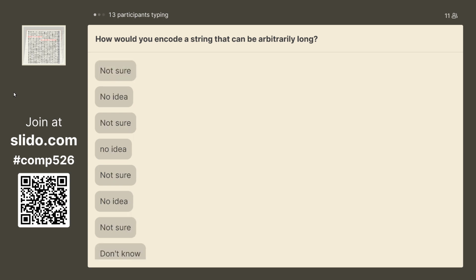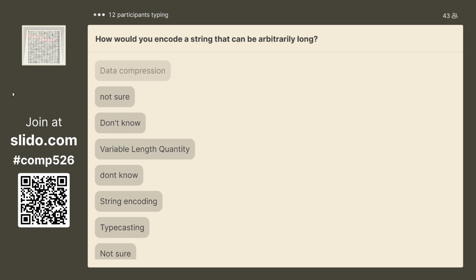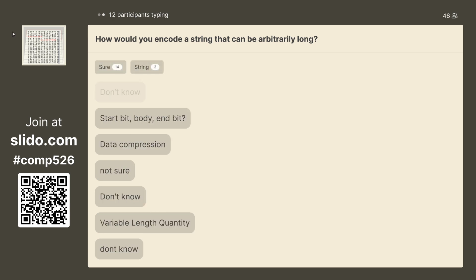I'll just leave it open. Okay, many people aren't sure. It's something you don't think about unless you have some low-level programming course. You're not forced to think about it. But it's obvious, right? This is a problem that someone who implements a programming language has to solve. You need to know when a string stops, right? It's quite obvious. How would you do it?